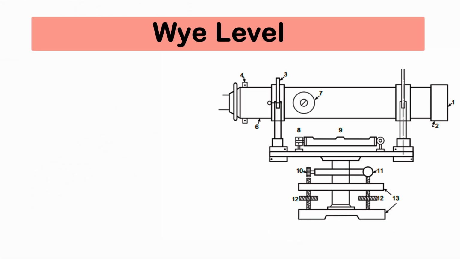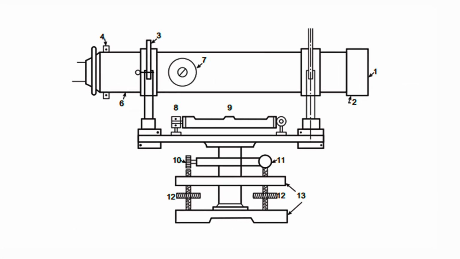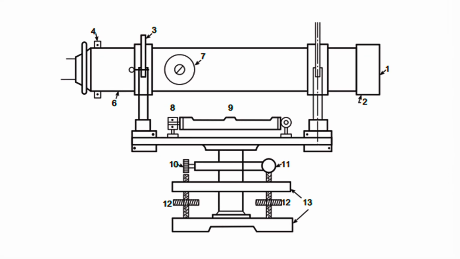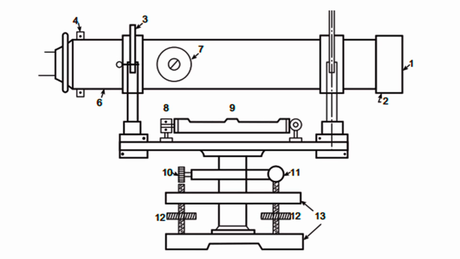Next is the Y level. This level has a telescope cradled in 2 vertical Y-shaped supports, allowing for rotation and removal of the telescope. The Y-shaped supports are adjustable, securing the telescope when tightened. Like the dumpy level, it may also feature a level tube on the telescope or the stage and typically includes a similar leveling head with the addition of a clamp and tangent screw for fine horizontal adjustments.